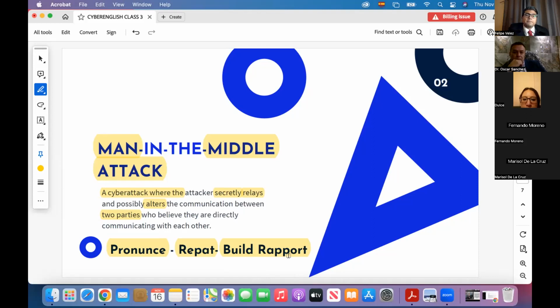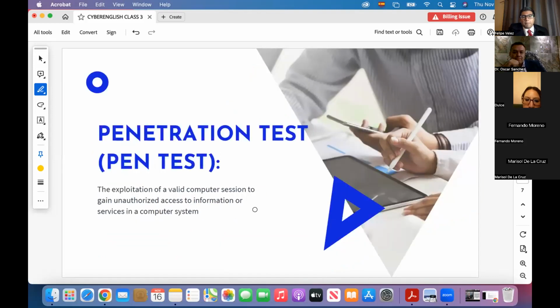Okay, now, well, I'll continue with the conversation. Penetration test. So what is a penetration test? We call it a pen test or pen testing. Pen testing is the exploitation of a valid computer session to gain unauthorized access to information or services in a computer system. Again, penetration test is pen test. I'll explain, I elaborate. The exploitation of a valid. So when there is an exploitation, it's because there is an exploit.